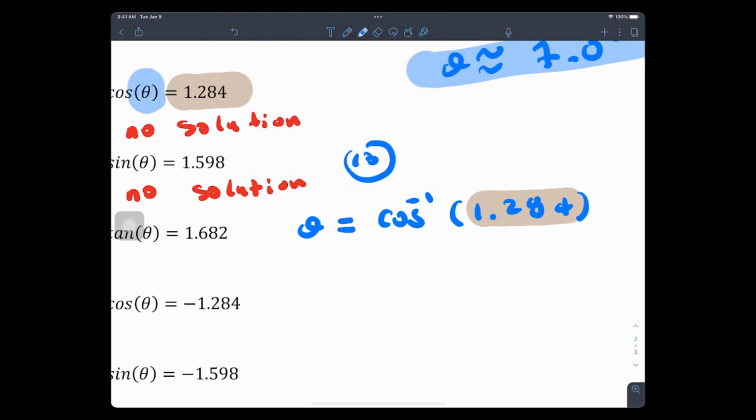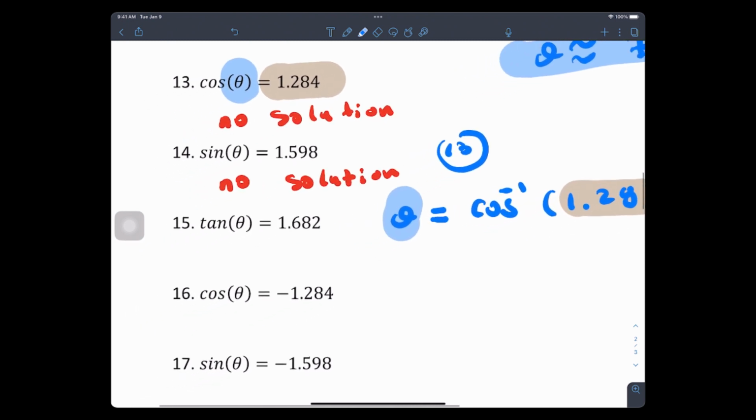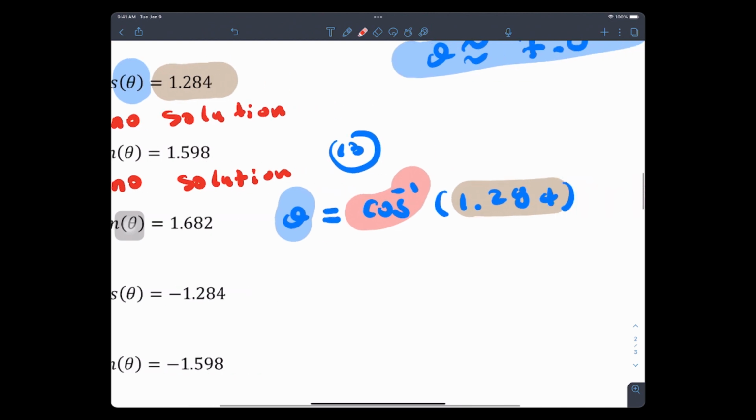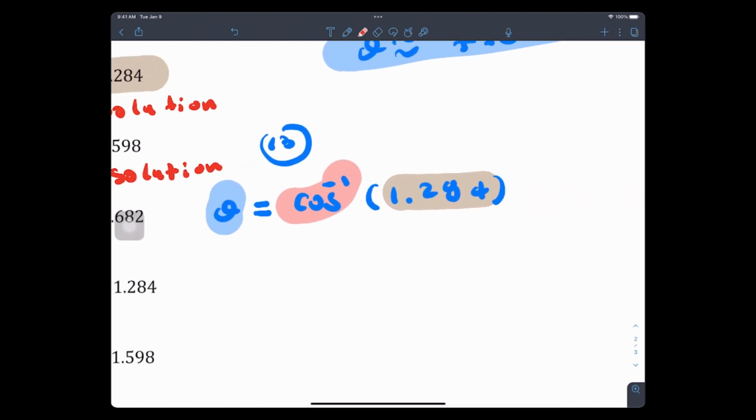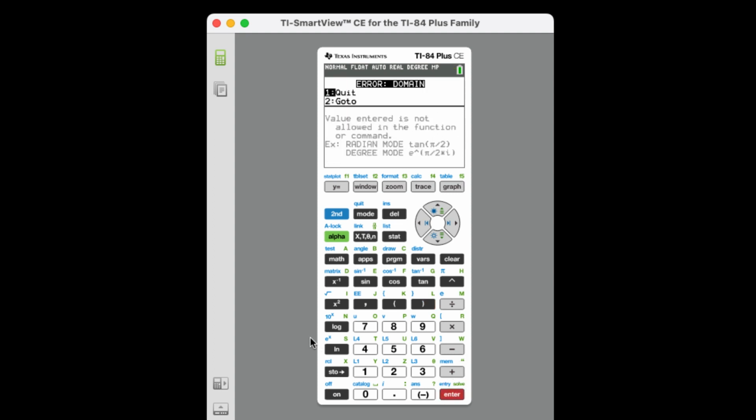Trying to find theta. And it's going to be the inverse cosine key. And say you go, you know what? You're going to use your calculator and you're going to punch that in. So we're going to get cosine, and you put 1.284, okay? And what do you get here? You get an error.